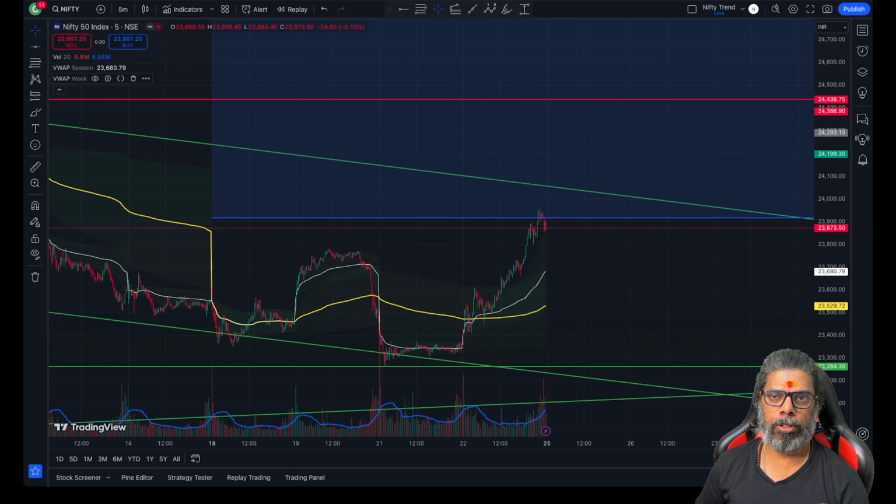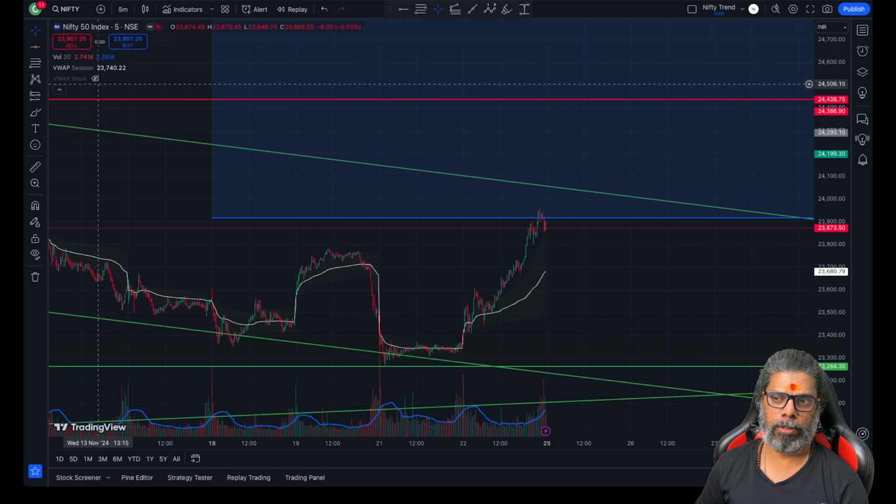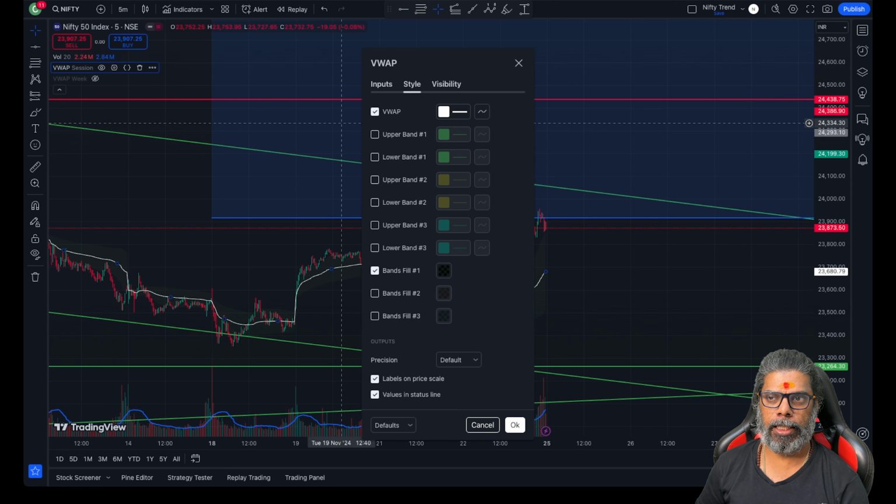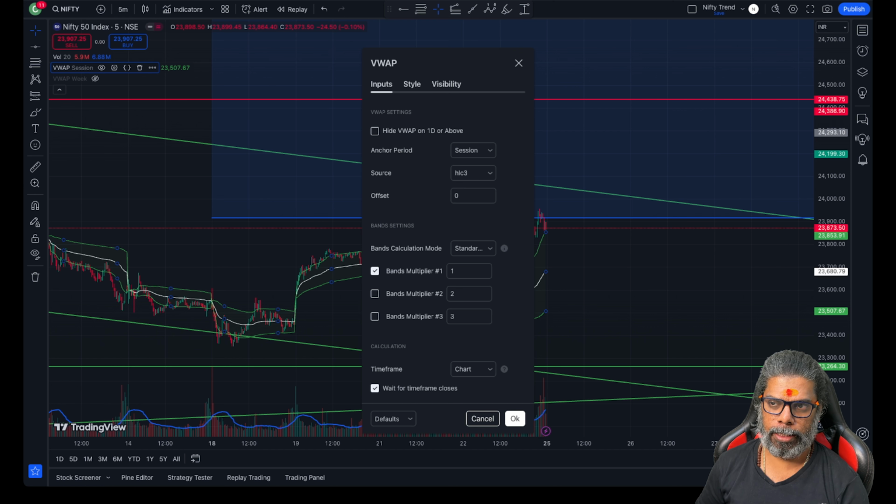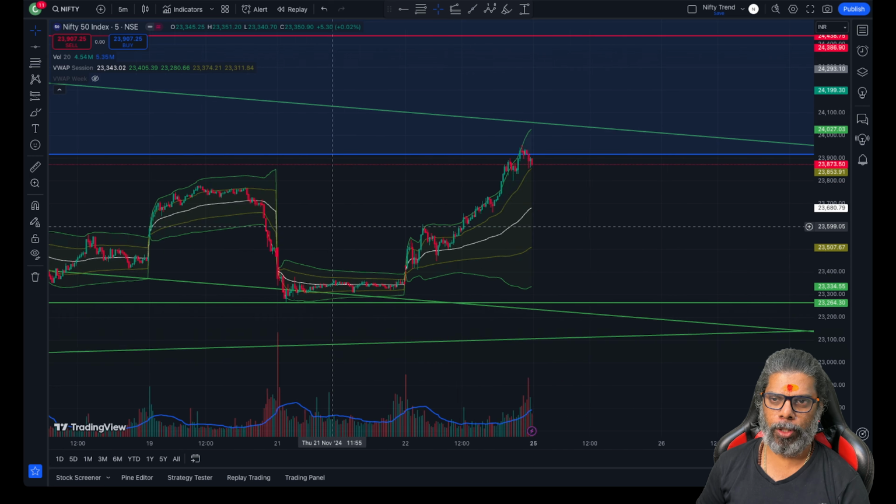Now I'll tell you one more strategy on this one. I'm going to disable the weekly one, okay, and go to the VWAP settings. In that I'm going to enable both the bands. Okay, so in green color, the inputs, this is the standard deviation, right? You make it 2 here and make this 1. Okay, now you have a band here.